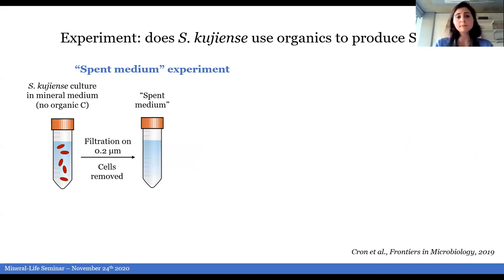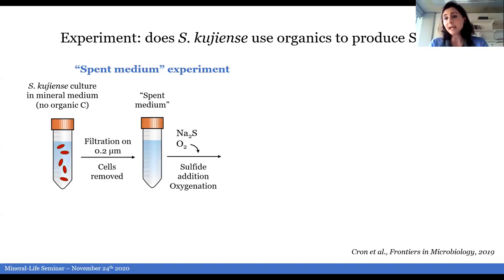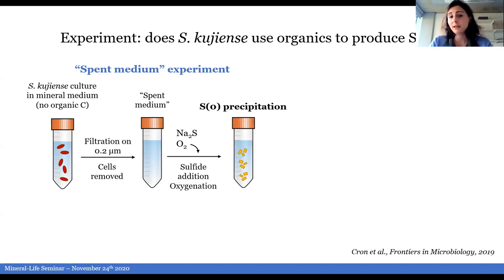And after a while, we take a filter to remove all the cells. So we only keep the extracellular medium of these microbes. This is what we call the spent medium. It contains anything that the microbes have been spitting out during their growth. In the spent medium, we add sulfide and we let the tube oxygenate. And if we do that, we observe elemental sulfur precipitation.